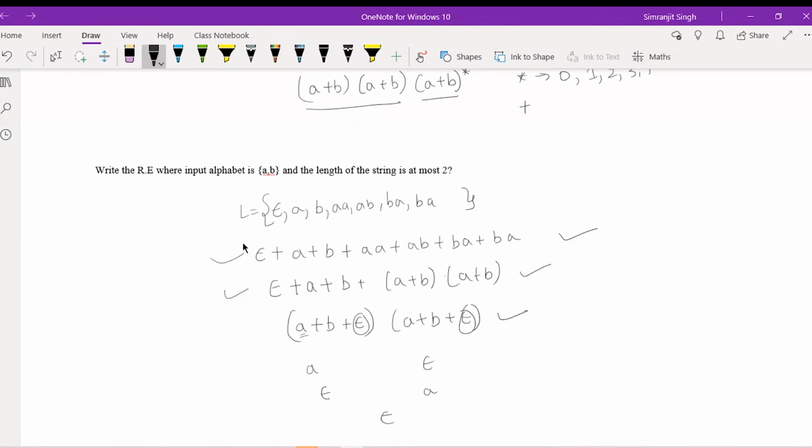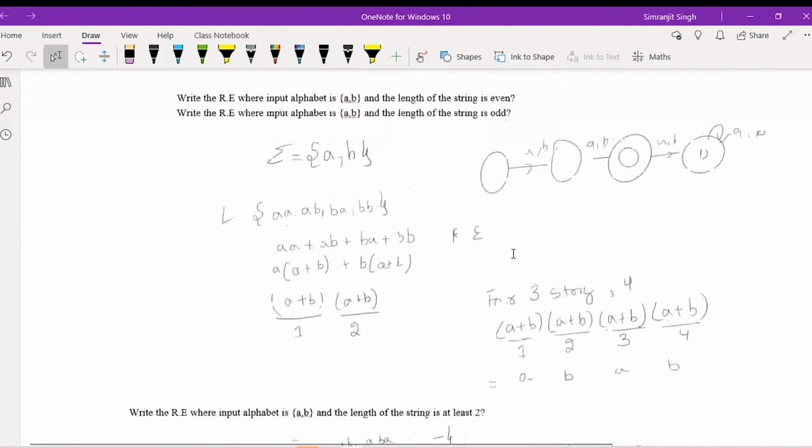So for every finite language, to get a regular expression, we just place a union operator between the strings of the language. You will get the regular expression. So do not complicate it if the answer is really simple.